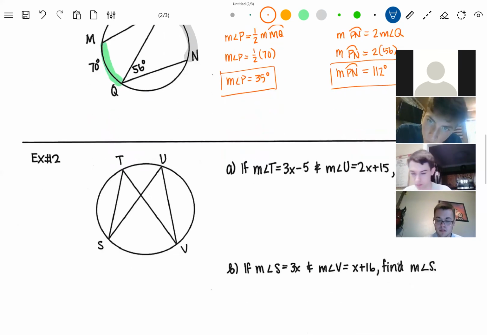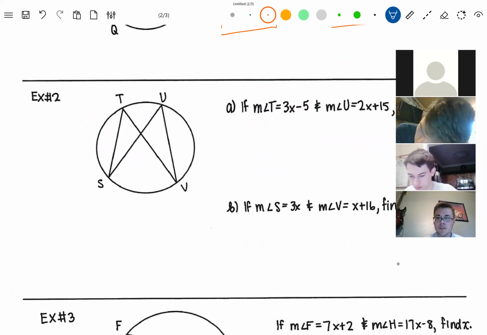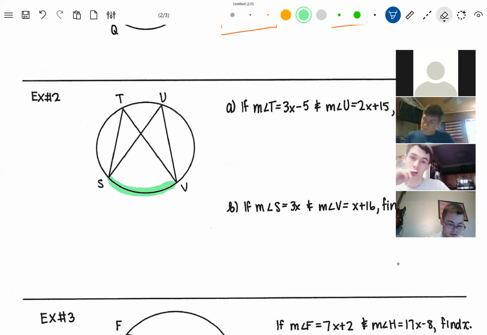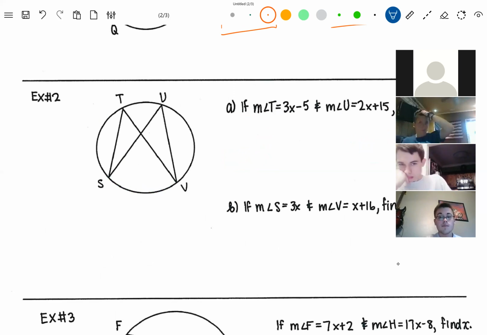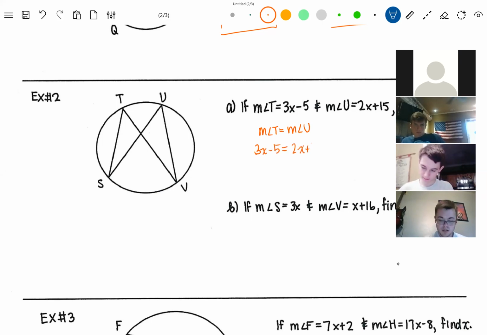Okay. Number 2A says if the measure of angle T is 3x minus 5 and the measure of angle U is 2x plus 15, find the measure of angle T. What we know is angle T intercepts this arc SV. So does angle U. If two inscribed angles intercept the same arc, that means they're congruent, which means the measure of angle T equals the measure of angle U. So I can set up this equation. Measure of angle T is 3x minus 5. Measure of angle U is 2x plus 15.